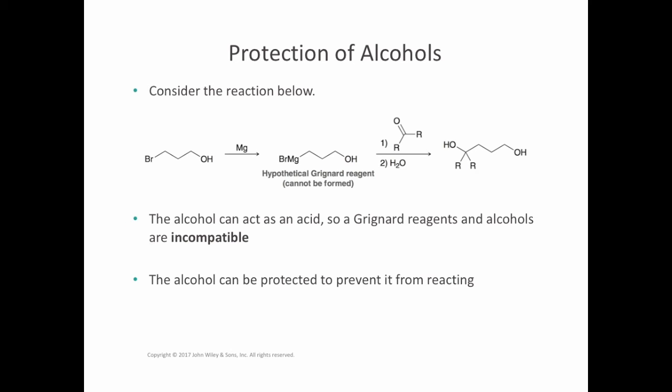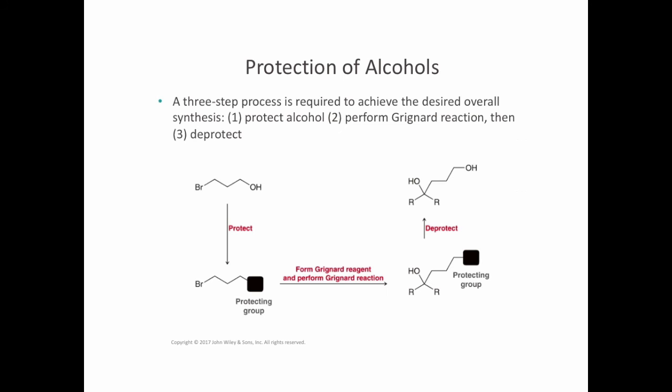So if you tried to do this reaction shown here, it wouldn't work because this hypothetical Grignard couldn't be formed. It would just immediately react with the H of the OH. And this will happen a lot where one functional group is incompatible with a reagent you are using. So there's a way around this called protection. In this scheme, what we're going to do is first protect the alcohol using what's called a protecting group, then do our reaction, then deprotect.